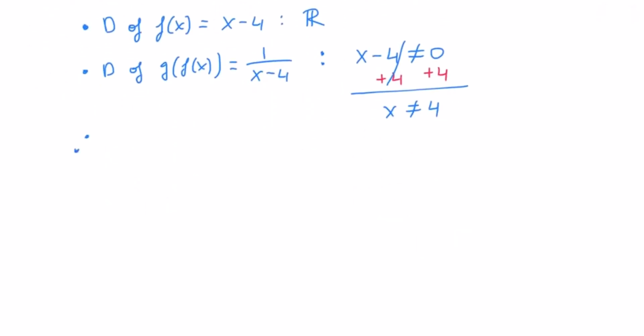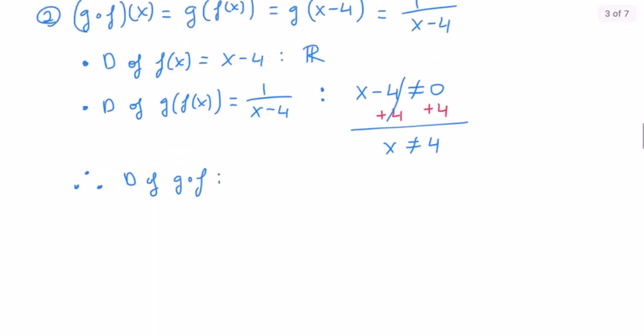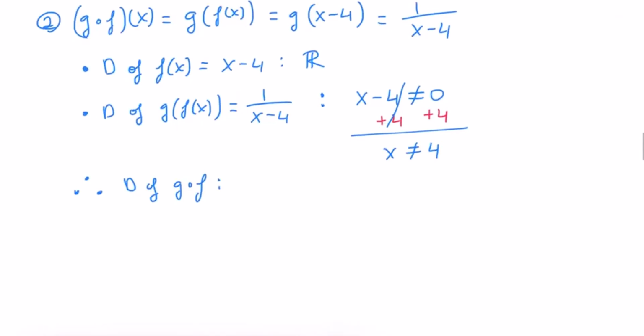Let's get the final answer, which is the domain of g circle f. And the domain of g circle f is a combination of the first two steps. So the first step, the domain is all real. The second step, x cannot equal to 4. So there's one restriction, x cannot equal to 4.